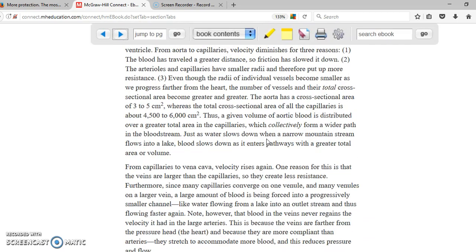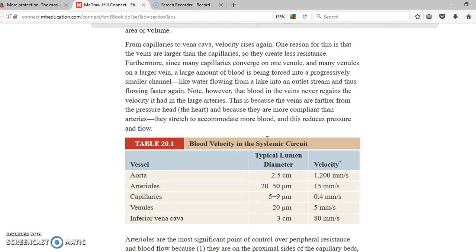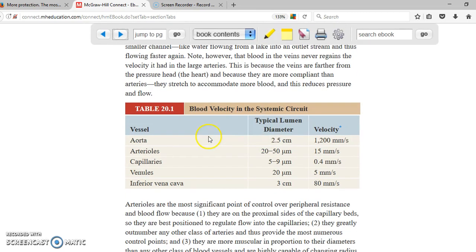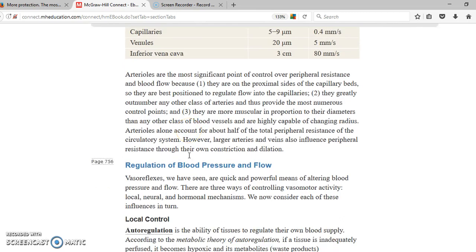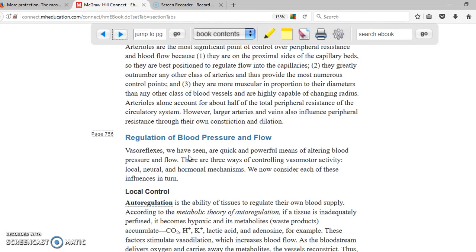So if you keep scrolling down, you're going to have in here blood vessel velocity in different areas. If it doesn't make any sense to you at this time, that's not important for what you need to do.